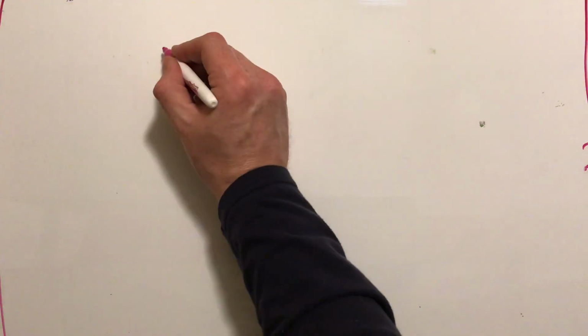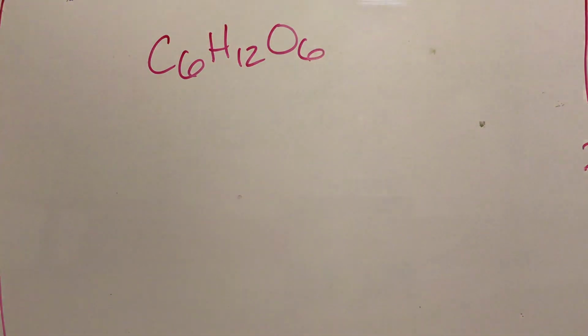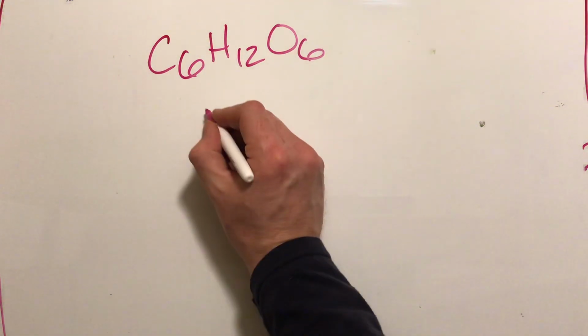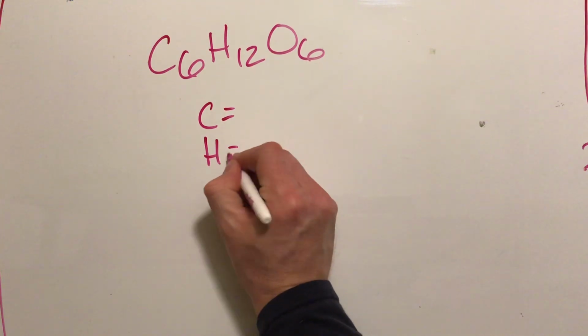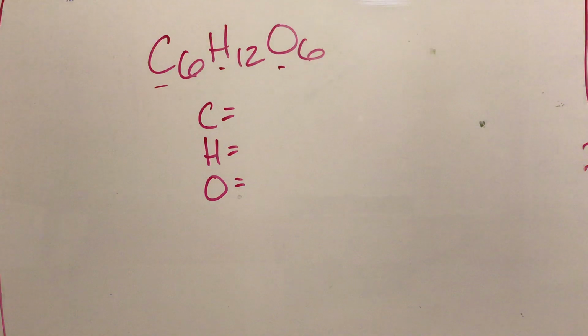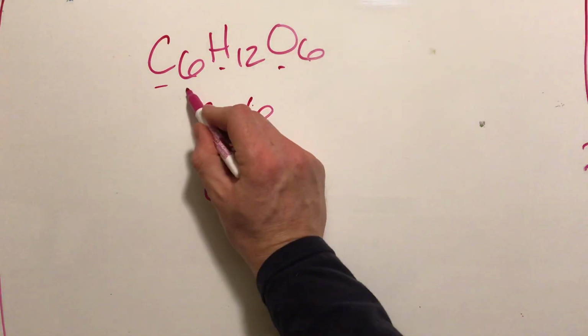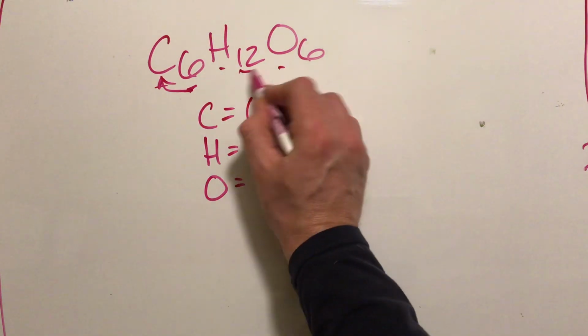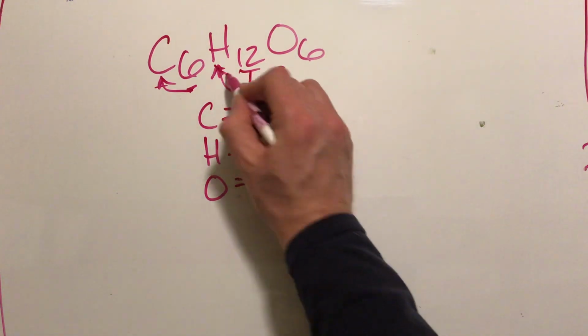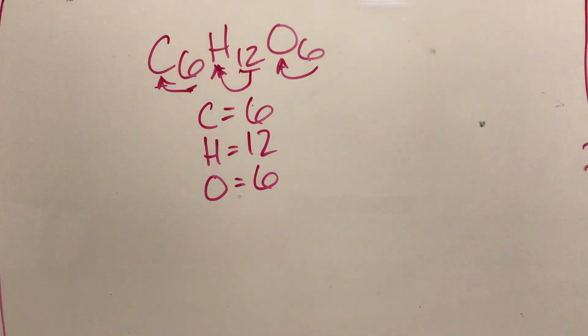So let's say we had a formula like this, C6H12O6. That's glucose. It's a very common sugar. So we look at that, that tells us, well, there's carbon, there's hydrogen, there's oxygen in that. I can see the carbon, hydrogen, oxygen right there. And if I look at it very simply, there's 6 carbons. That 6 belongs to the carbon. This 12 belongs to the hydrogen. And this 6 here belongs to the oxygen.